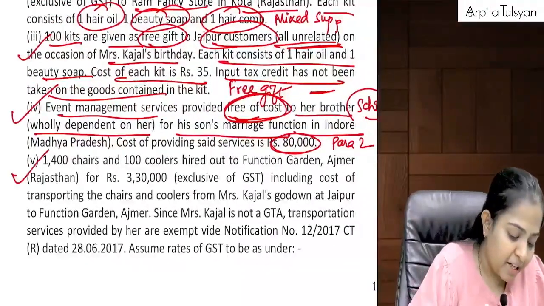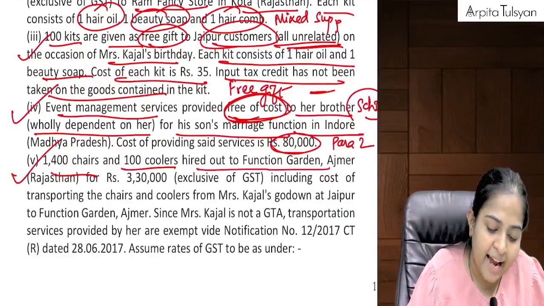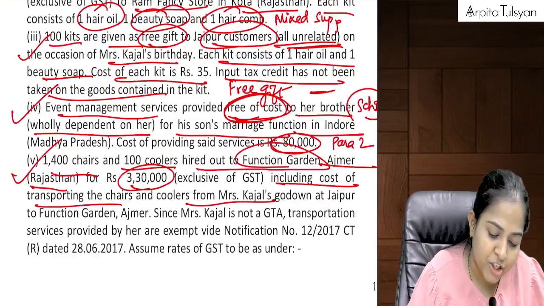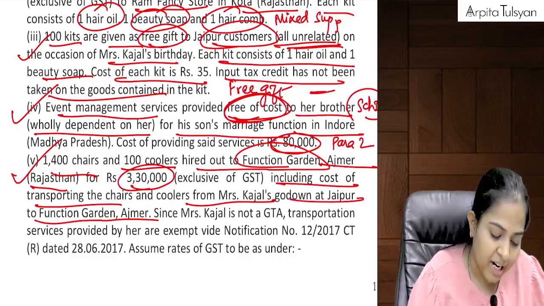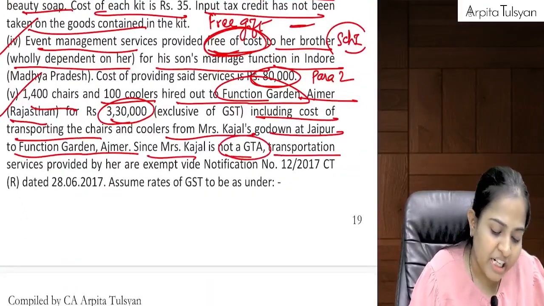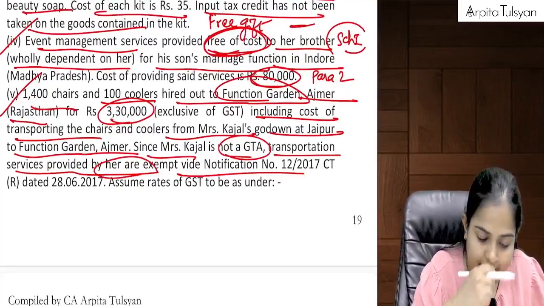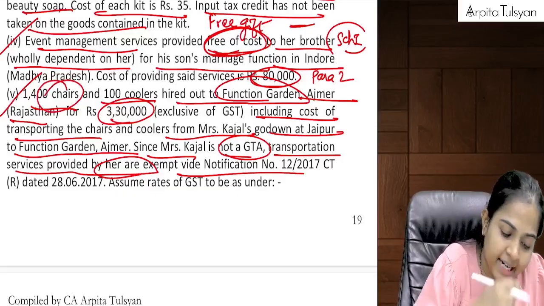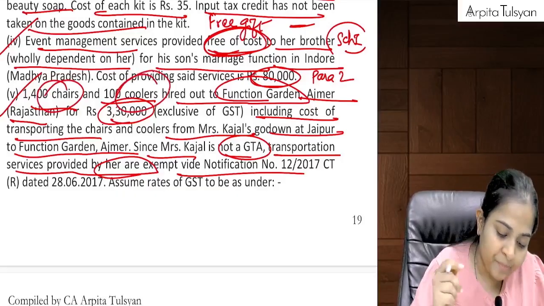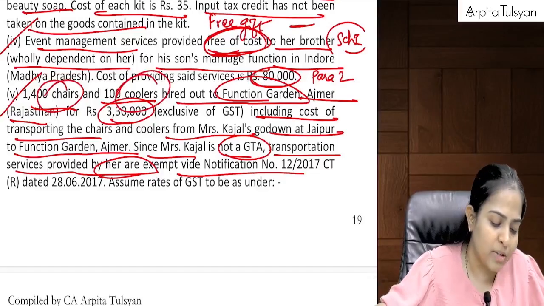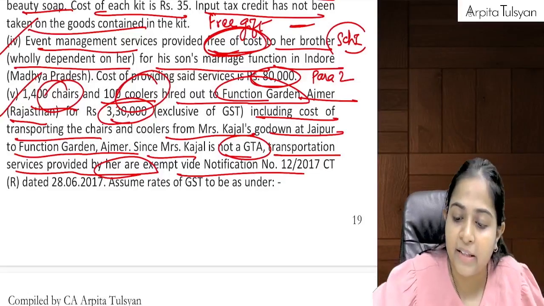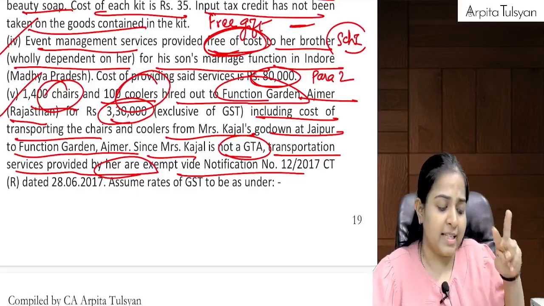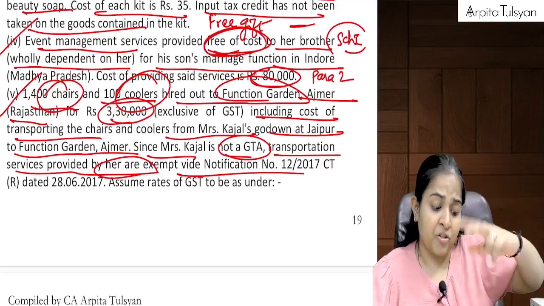Then 1400 chairs and 100 coolers were hired out to a function garden, Ajmer, Rajasthan for 3,30,000, including cost of transportation from her godown to the function garden. Since Mrs. Kajal is not a GTA, transportation services provided by her are exempted. She has given chairs and coolers on rent, including the cost of transporting them. So there are two services: one is giving on hire and the other is transportation services.